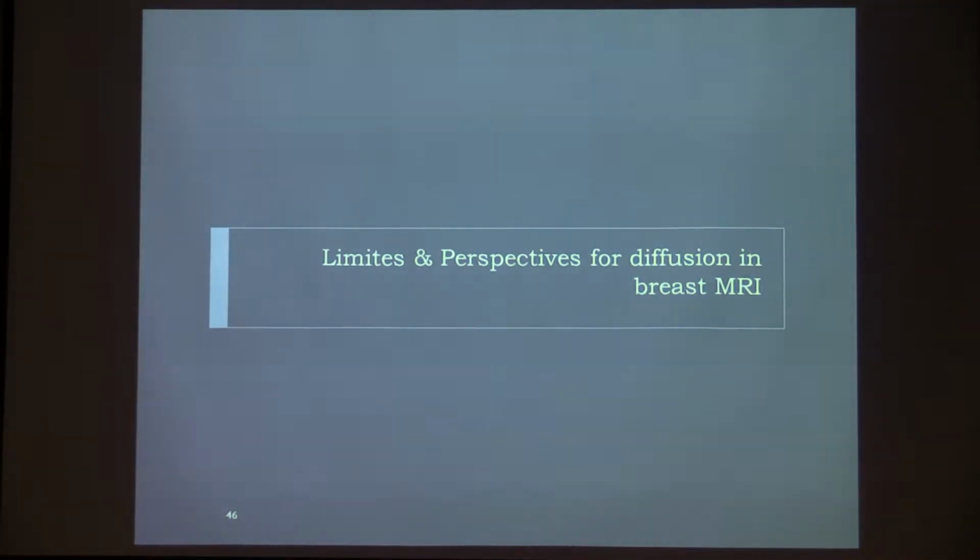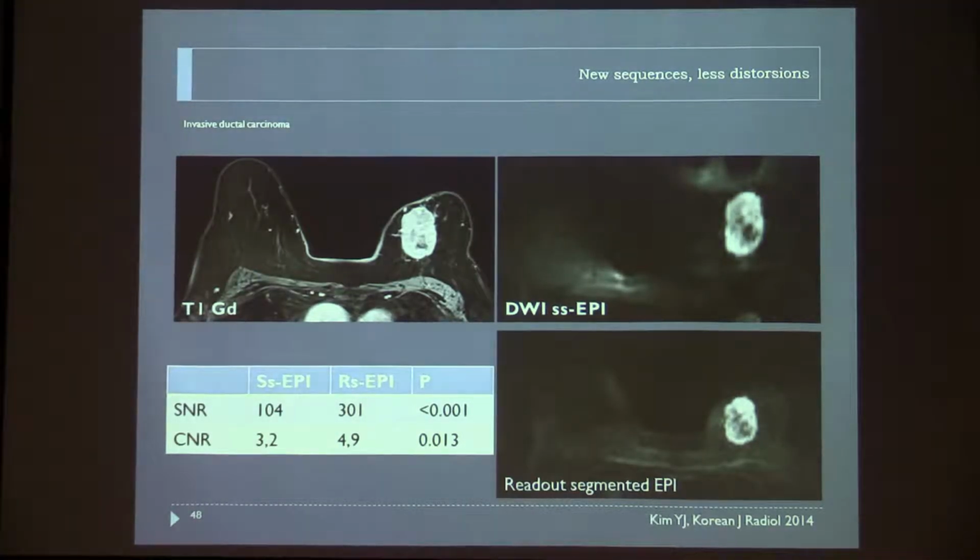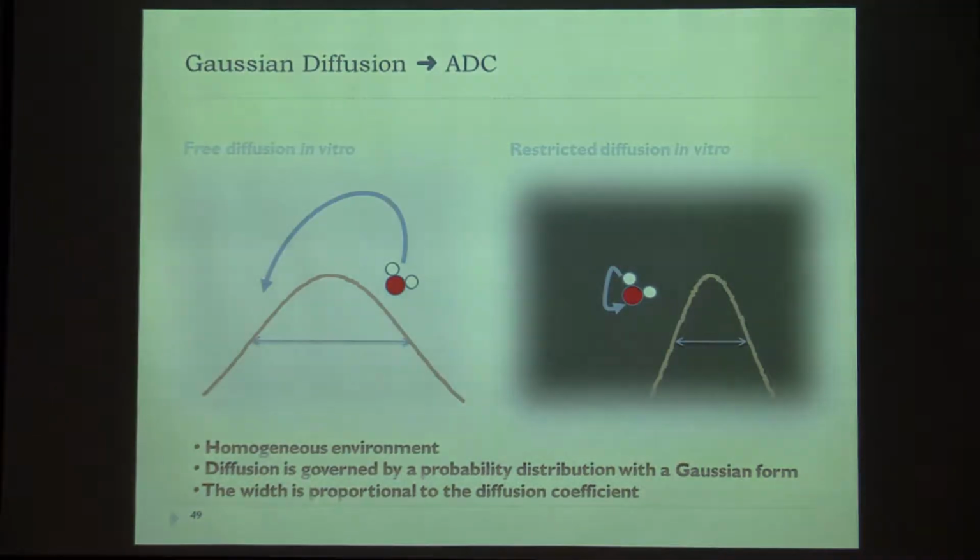What are the limits and the perspectives of diffusion? So there are new sequences, as you probably know. For example, there is a reduced field-of-view segmented EPI sequence, which decreases the echo time, and it allows you to obtain very nice images like that with less distortion. And as you can see, when you compare to the regular diffusion, this image has really better signal to noise, better contrast to noise ratio, and as you can see, less distortion.